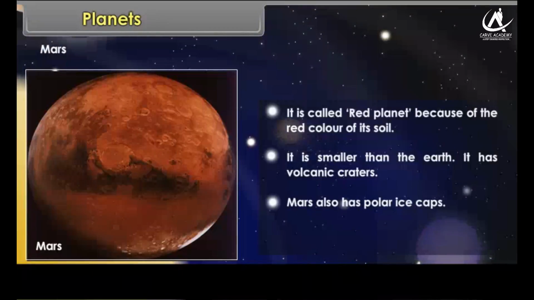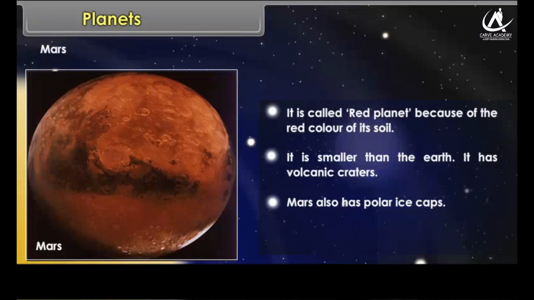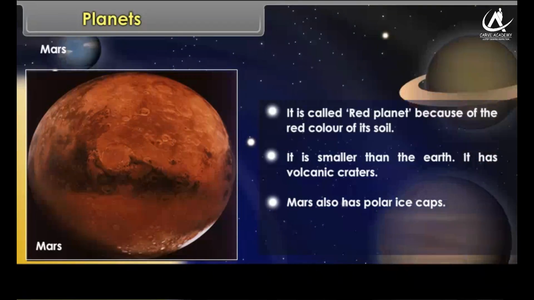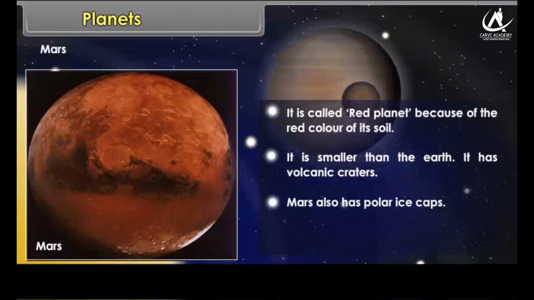It is called Red Planet because of the red color of its soil. It is smaller than the Earth. It has volcanic craters. Mars also has polar ice caps.